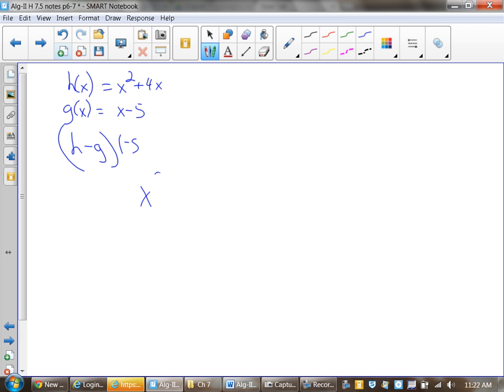So it's x squared plus 4x minus x plus 5, because I have to subtract both of these terms. And then it means substitute in negative 5 for x. It's weirdly written, and I promise you tomorrow it won't look like that. It'll be f of g of 3.